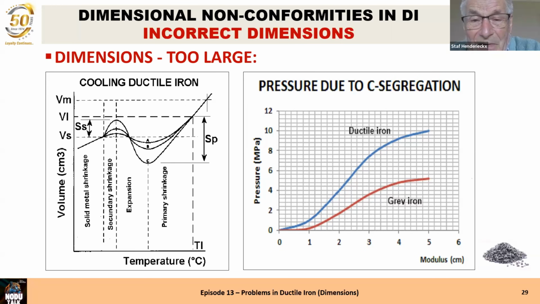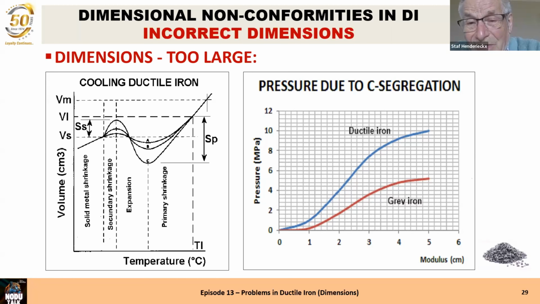Why does ductile iron give a bigger pressure than gray iron? Because the carbon equivalent is higher, there is more graphite in it, and the expansion will be much, much more. And that can go up in big castings. If we see a modulus of 2, meaning 40 millimeters thickness, then we are already at 4 MPa pressure for ductile iron, and about 2 MPa for gray iron. The thicker it is, the bigger the expansion will be, and the more pressure on the mold.